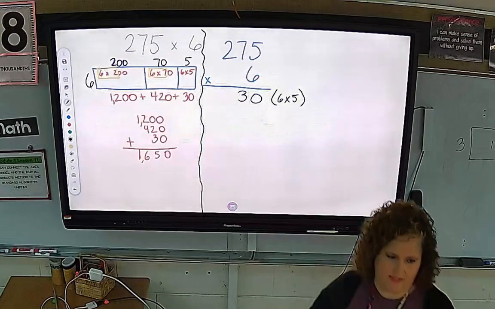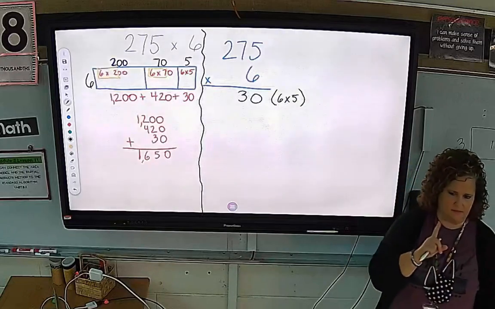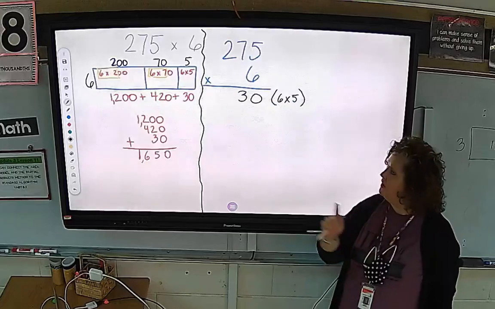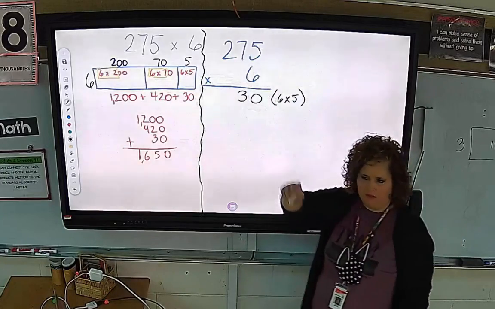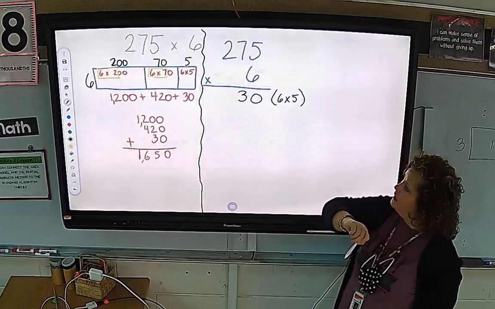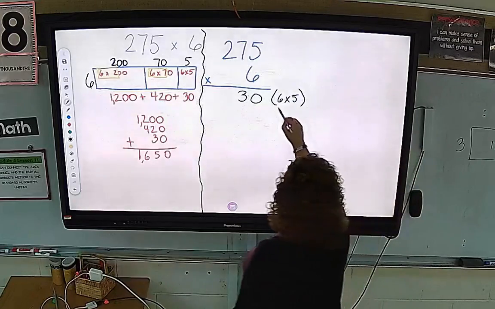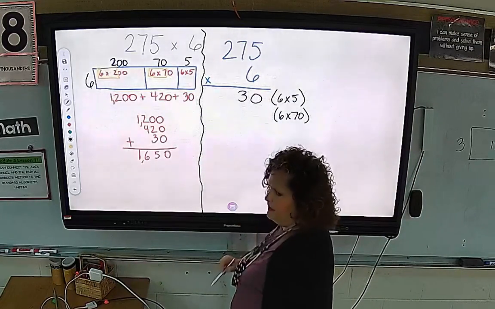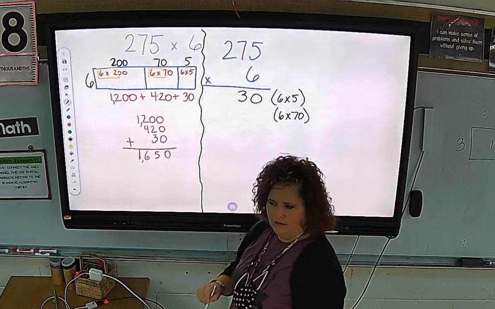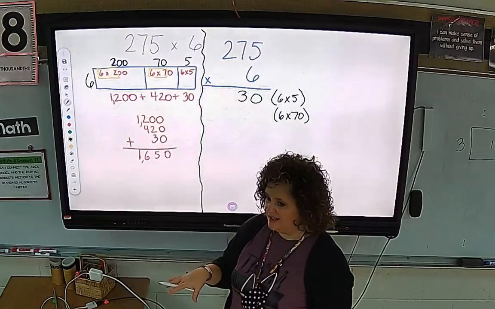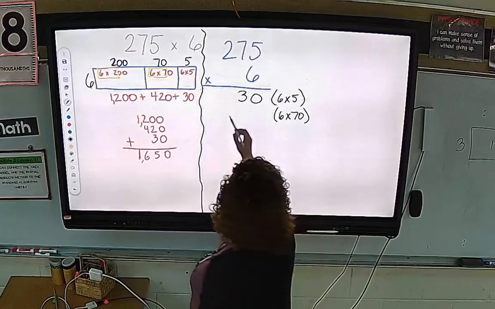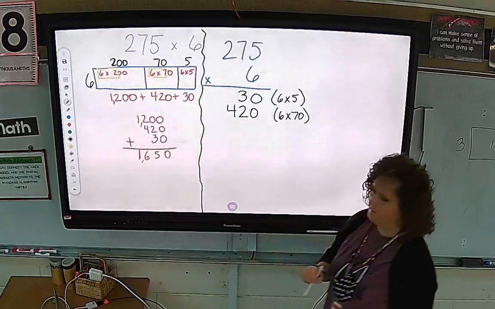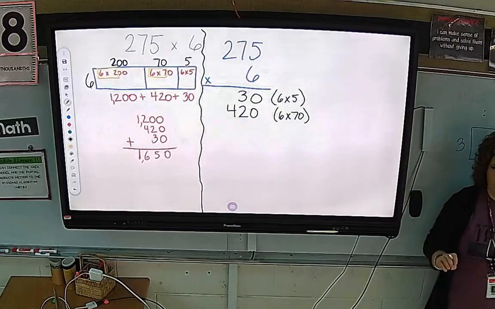What would we multiply next? Be careful here how you say it. This is where partial product really starts looking a little different. What would be the next thing that we multiply? 6 times 70. Which would be 42. 6 times 70. Close. 420. Gotta have that 0 with them.